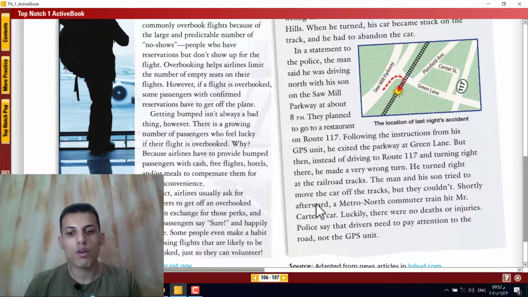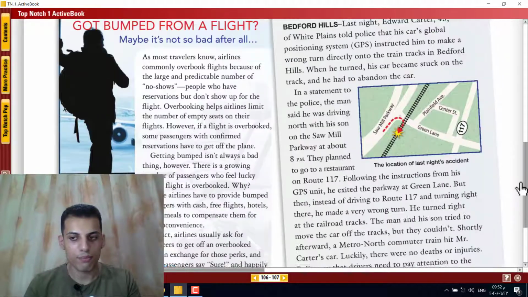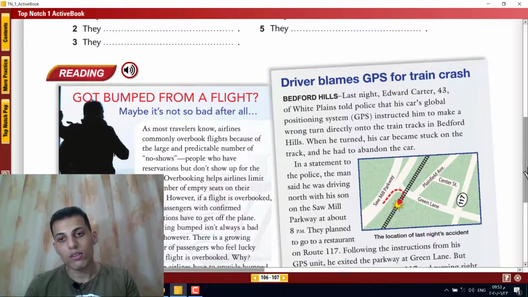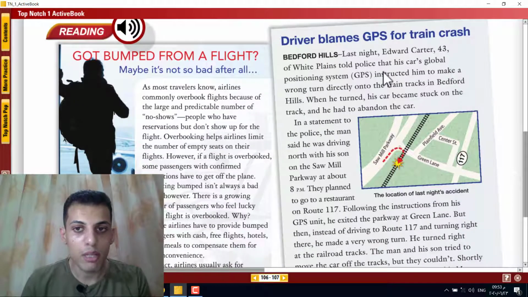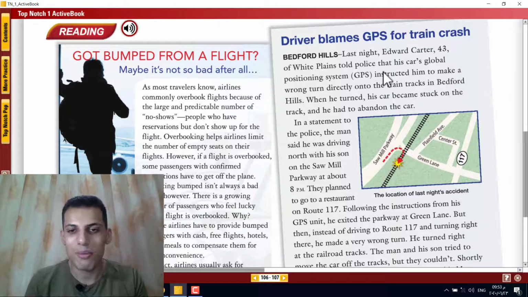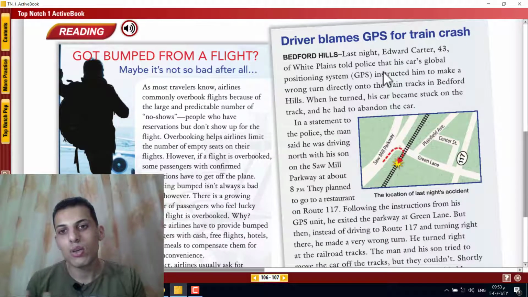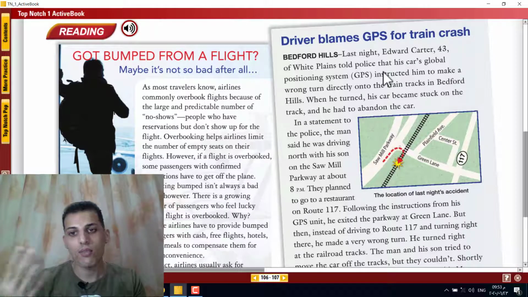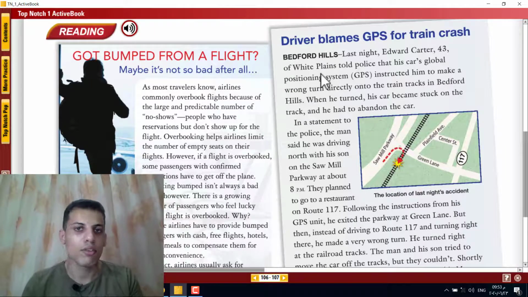The man and his son tried to move the car off the tracks, but they couldn't. Shortly afterward, a Metro North commuter train hit Mr. Carter's car. Luckily, there were no deaths or injuries. Police say that drivers need to pay attention to the road, not the GPS unit. Alright, so the driver blames GPS for train crash, and it definitely is his fault.